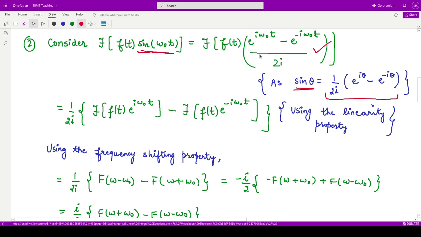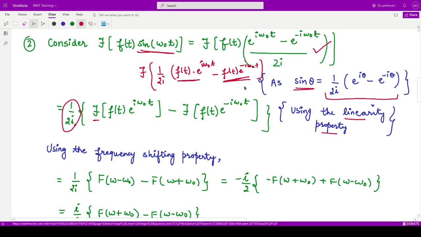So again I can just separate out the terms. So it would be the Fourier transform of 1 by 2 iota multiplied by f of t into e to the power iota omega naught t, and then minus f of t e to the power minus iota omega naught t. So by linearity property, this constant will come out of this Fourier transform, and then I will apply the Fourier transform of this term minus the Fourier transform of this term.